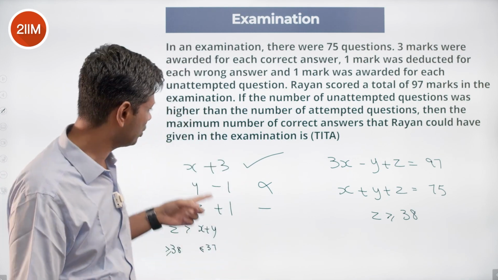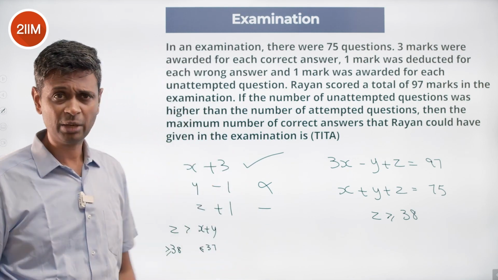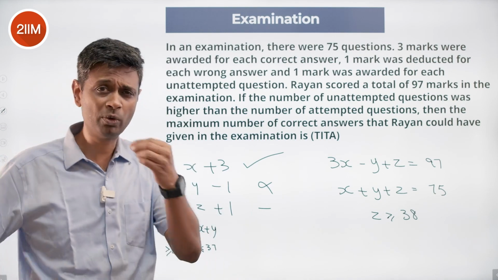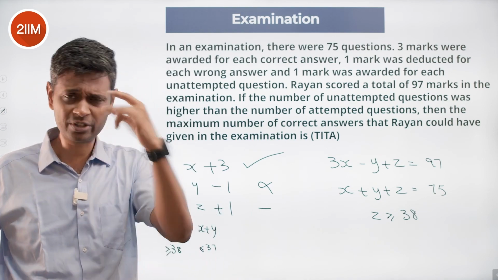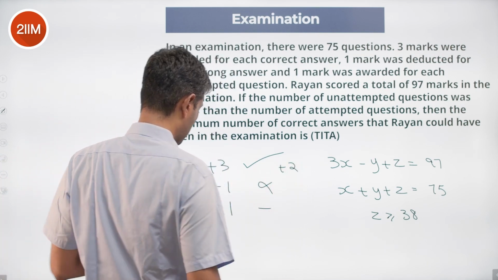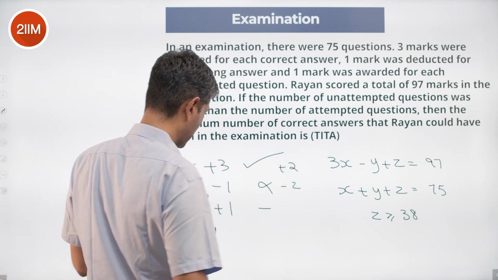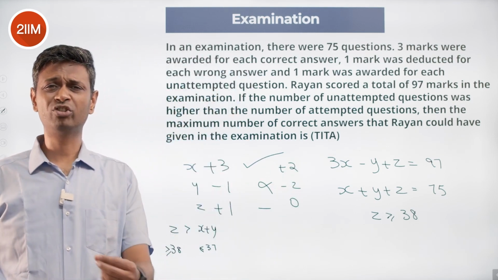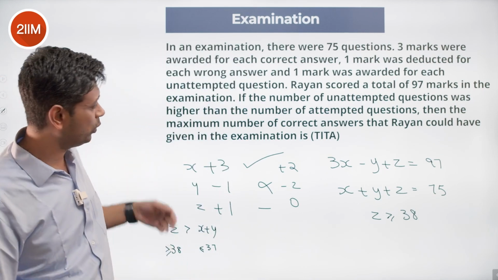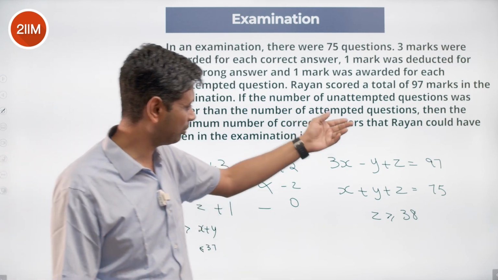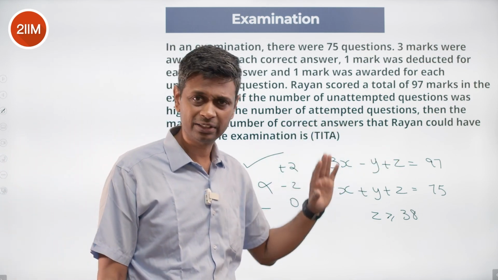I'm saying instead of getting plus 3, minus 1, plus 1, I'm a strict teacher. I walk in and I say for every question I remove a mark. That is, every plus 3 will become plus 2. Every minus 1 will become minus 2. Every 1 will become 0. Unattempted questions, you get 0 marks. I'm removing x, y, z totally from it. From this, we subtract x plus y plus z.